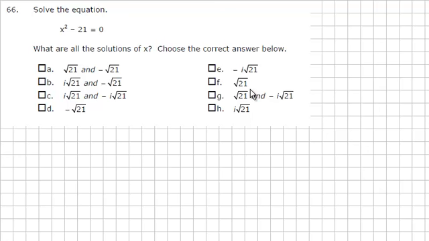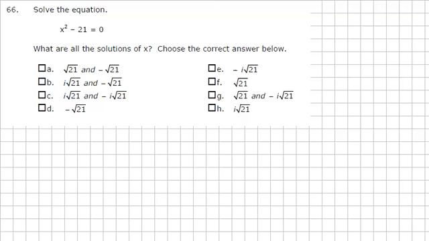Solve the equation x squared minus 21 is equal to 0. First of all, notice that the equation is a quadratic equation. There's an x squared term. However, there is no x term. Therefore, the most efficient method for solving this equation will be using the square root property.